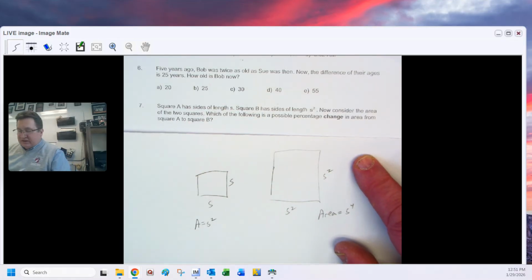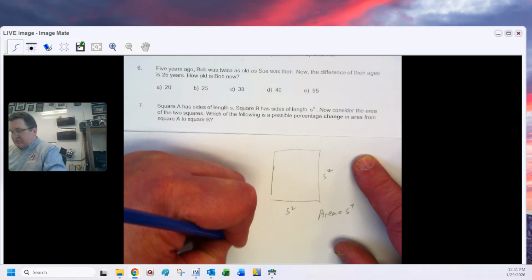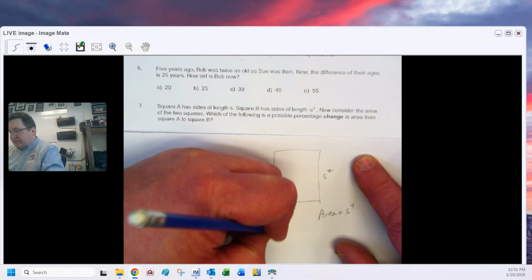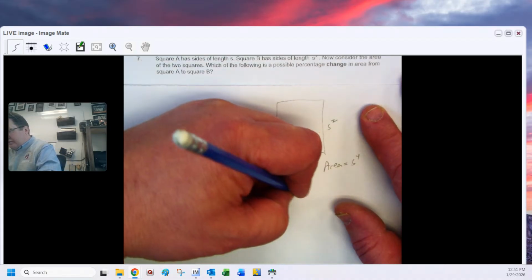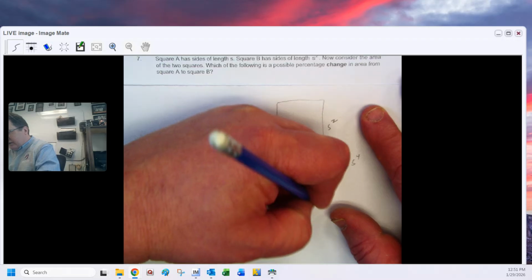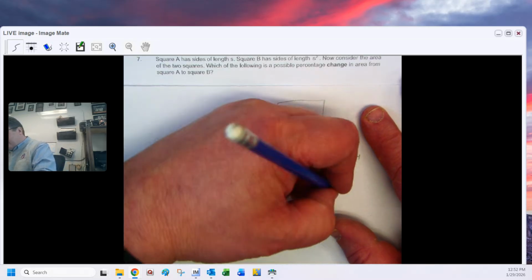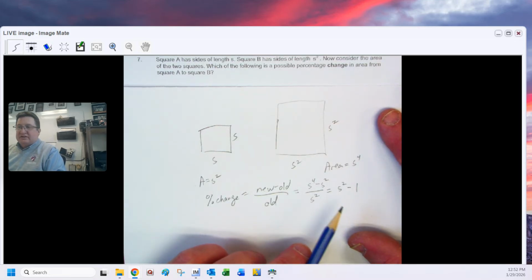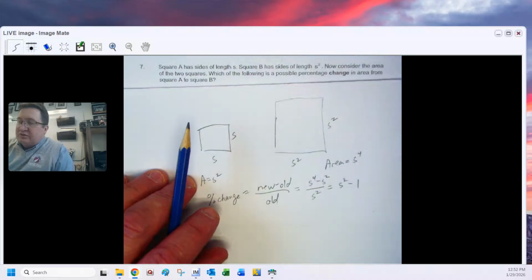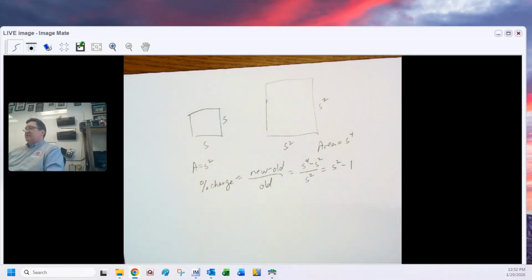Now remember, percent change is one way to write it: the new minus the old over the old. The new is S to the fourth, the old is S squared, and then we'll be able to simplify. S to the fourth over S squared is S squared, and then S squared over S squared is 1. And so the percent change, we could write it as S squared minus 1. And now we've got to look at the choices. Remember, it says which of the following is a possible percentage change in area. Happens to be on the next page here.